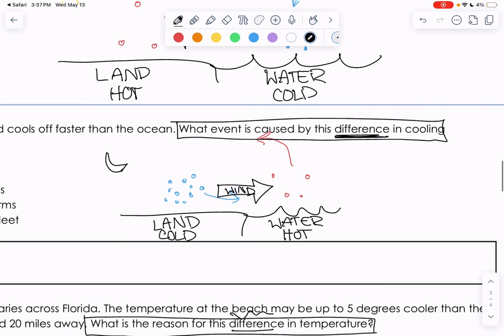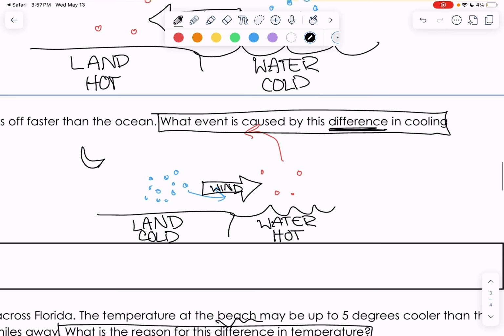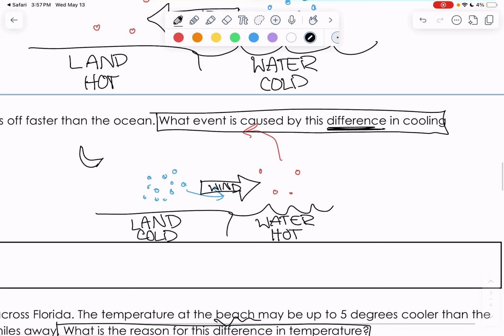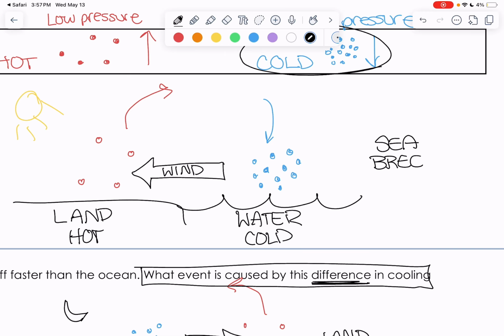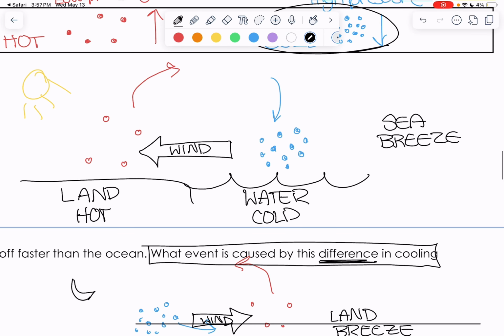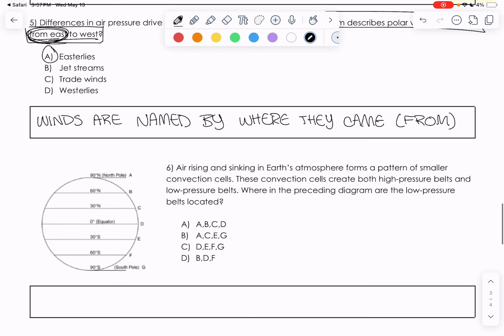Wind is named by where it came from. So this is called a land breeze because it came from the land to the water. This is called a sea breeze because it came from the sea to the land. So wind is named by where it came from. Important to know for your test.